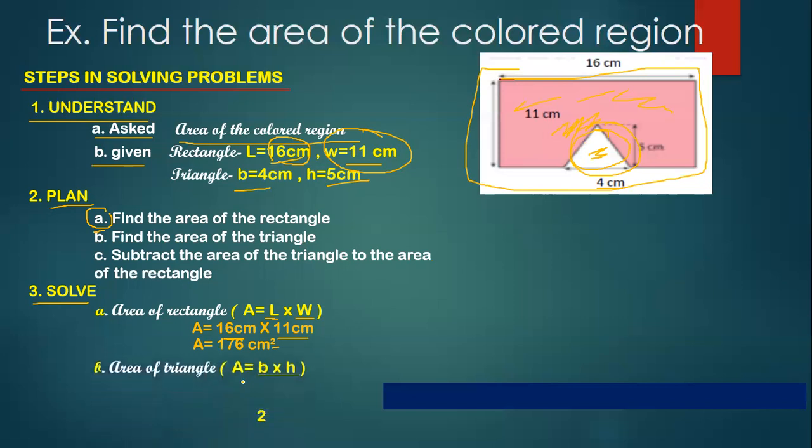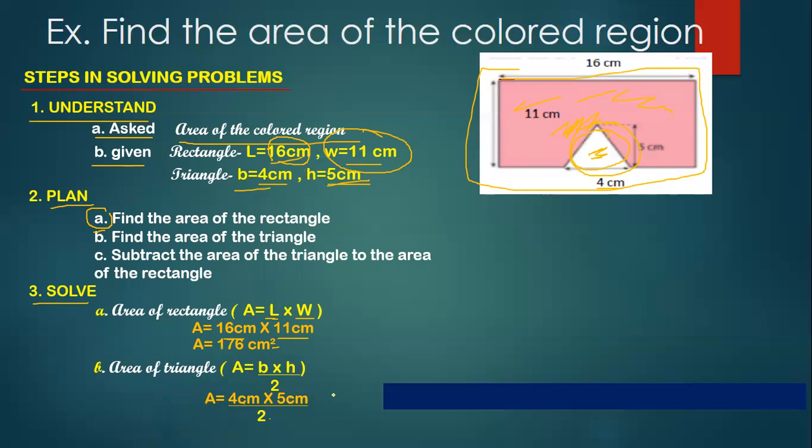Okay, so the area of the triangle is equals to base times height, okay, divided by 2. Replace the values lang. Alamin natin, nasa ang given ng triangle? Meron siyang base na 4 cm. Meron siyang height na 5 cm. Okay. Palit lang natin. Ang base is 4 cm. Ang height is 5 cm divided by 2.